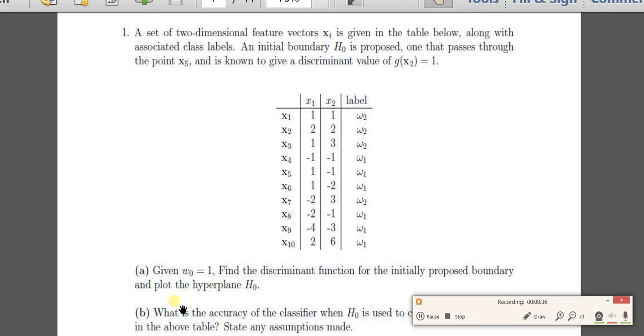Our first task is that, given that omega naught equals 1, we have to find the discriminant function for the initially proposed boundary and plot the hyperplane H. So the first thing we know is that omega naught is equal to 1. That's nice to know. The general form of a discriminant function looks like this.